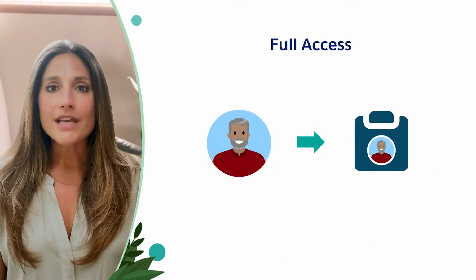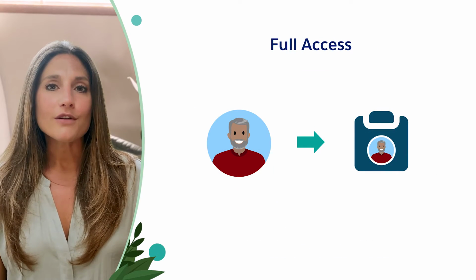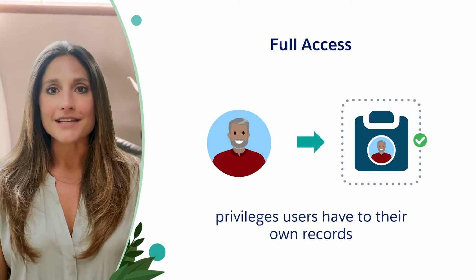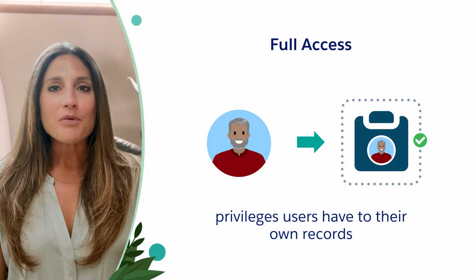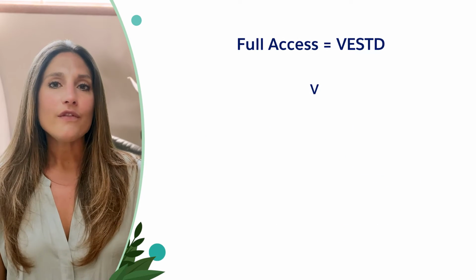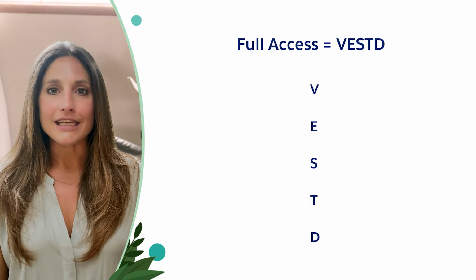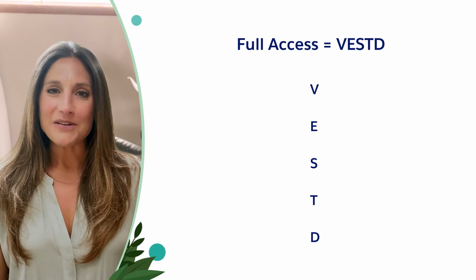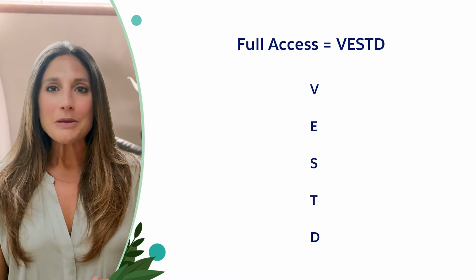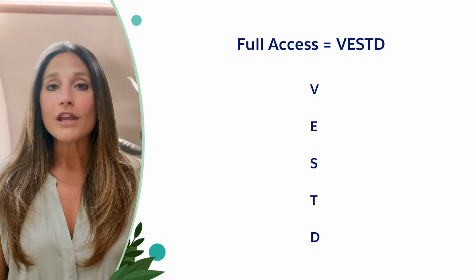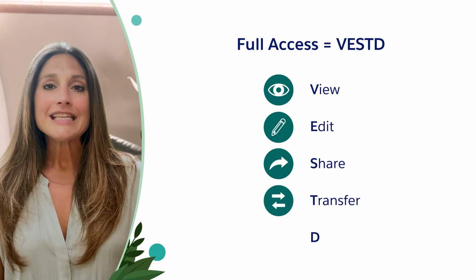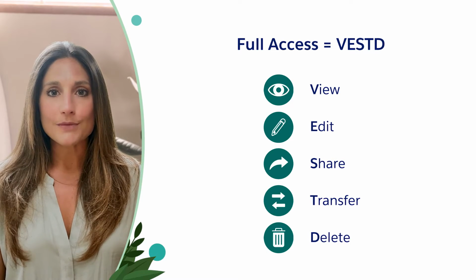Now, record owners have special privileges with records that they are the owner of. This is called full access. I want you to remember full access as vested privileges to your records. V-E-S-T-D. I know this is not how you spell vested, but stick with me. Now, given the appropriate permissions, a record owner can view, edit, share, transfer, and delete their own records.